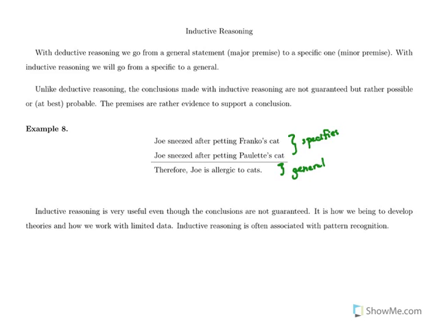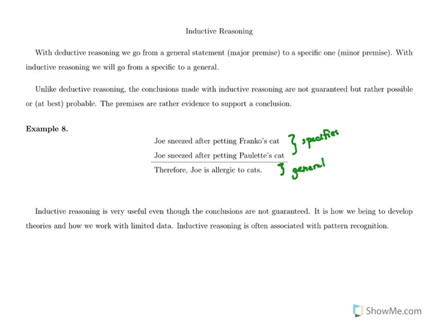So premises are really evidence to support a conclusion, but just because you pet two cats and you sneeze doesn't guarantee that you are allergic to cats. Maybe you are allergic to dust, and dust is present when you touch both cats. Or maybe you are sick or something, and that's why you're sneezing. So, with enough evidence, you could say that it's very probable that Joe is allergic to cats, but you can't say it for sure.